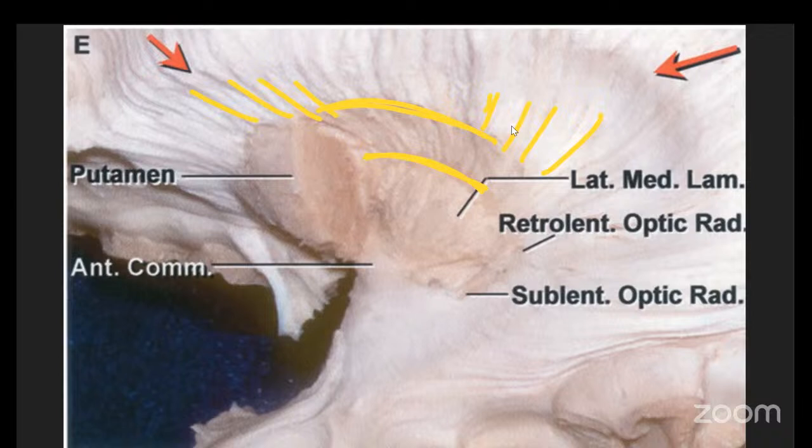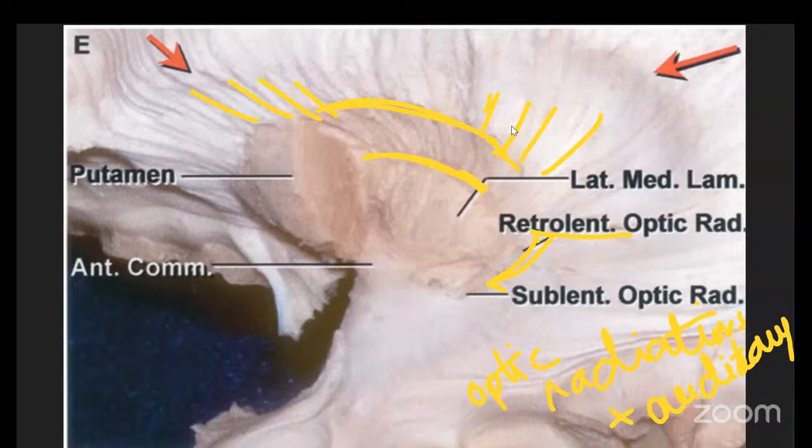We have taken away the putamen, and you can see the part of the internal capsule, and you can also see a portion of the retrolenticular part. The internal capsule has these other portions as well. There's a retrolenticular portion and there's a sublenticular portion. Both of these contain optic radiations along with auditory radiations. Apart from this, internal capsule has three other parts: the anterior limb, the genu, the posterior limb.